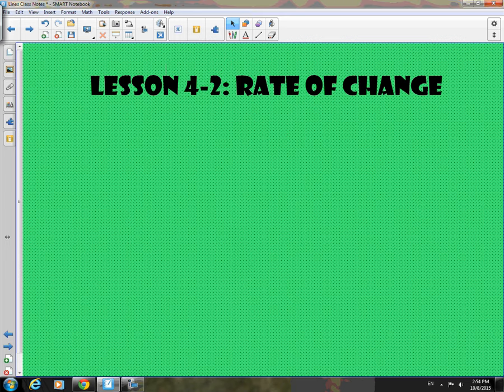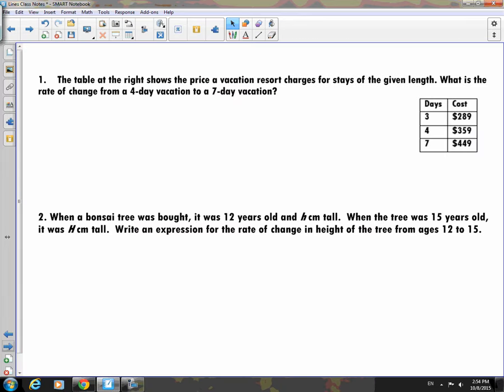Today's lesson is 4.2, which is the rate of change. So today we are going to cover the rate of change, which is just like the slope, only covered with variables and labels. If we look at example number 1, it asks us to look at the table at the right with a price of vacation resort for stays with a given length. So the question is, what is the rate of change from a 4-day vacation to a 7-day vacation?